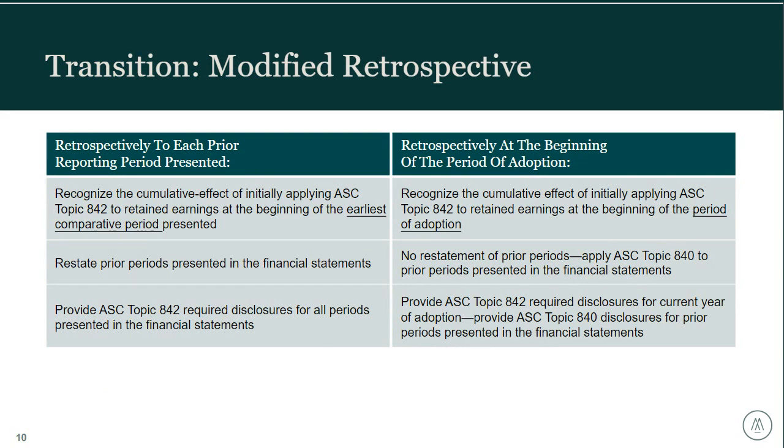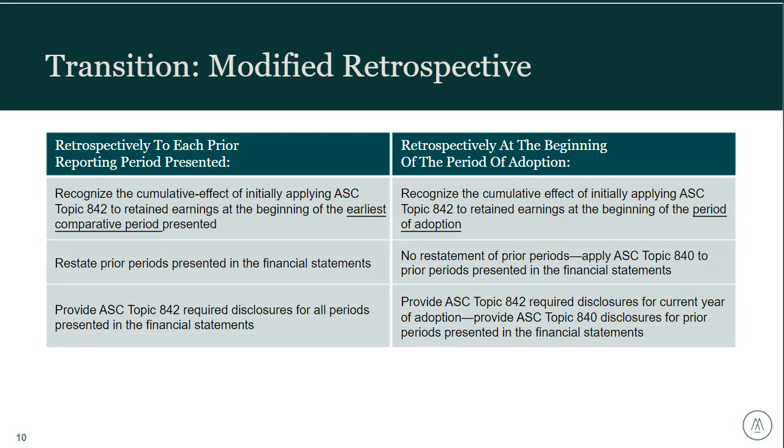So we have two ways to implement the standard or to transition. Our transition methods: we have modified retrospective to each prior reporting period, which is the full restating of the prior periods. That is far less common than picking everything up at the beginning of the period of adoption.